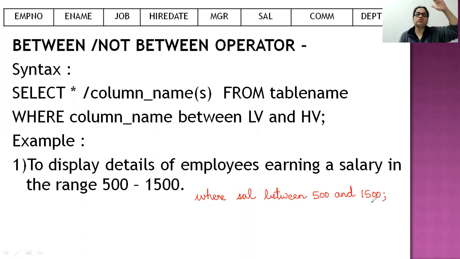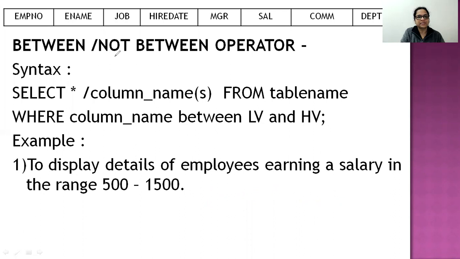So what would this do? It would search through the entire table, and any employee whose salary is in this range, his record will get displayed, because obviously you're writing the where clause with the select statement, and the purpose of the select statement is to display. Clear? Okay, let's look at some more examples.